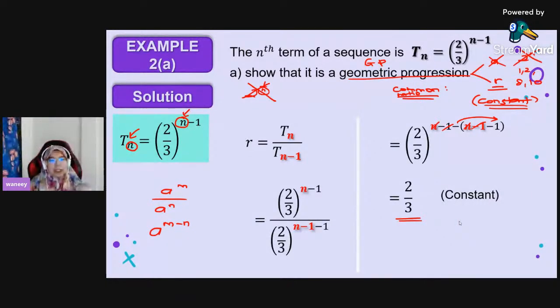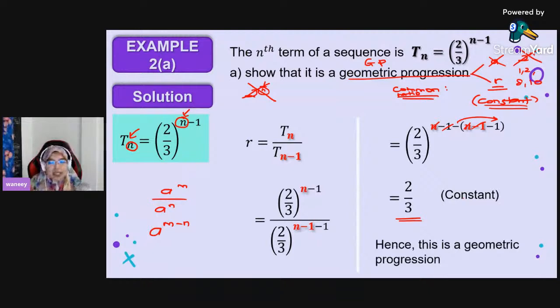So pilihlah apa-apa nilai n sekalipun, we are going to get a common ratio, which is the same ratio from the start to the end. Okay, so since we have a constant as the common ratio, hence this is a geometric progression. Okay, so this is basically how you want to prove that you have a geometric progression. So ini untuk common ratio.